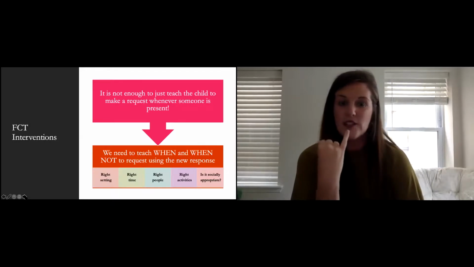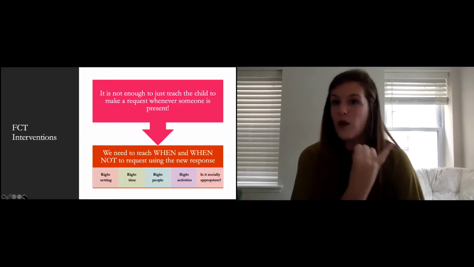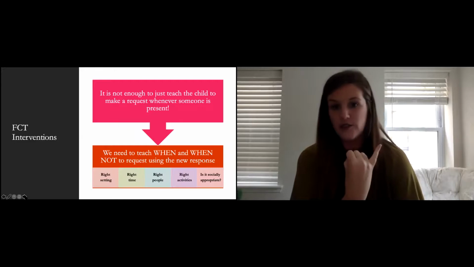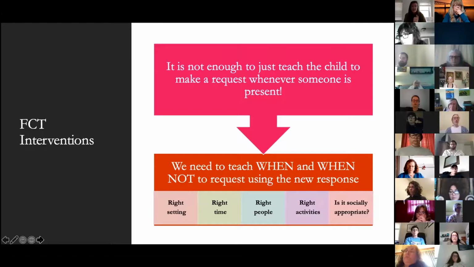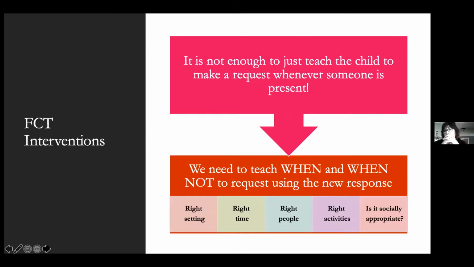I can get tickles at home, but when we're in the middle of Target, I can't ask for tickles. When is the right time? I can't ask for candy at 6 o'clock in the morning, but I can ask for candy in the afternoon, with the right people. So I can ask for kisses from mom, but asking for kisses from a stranger is not appropriate.